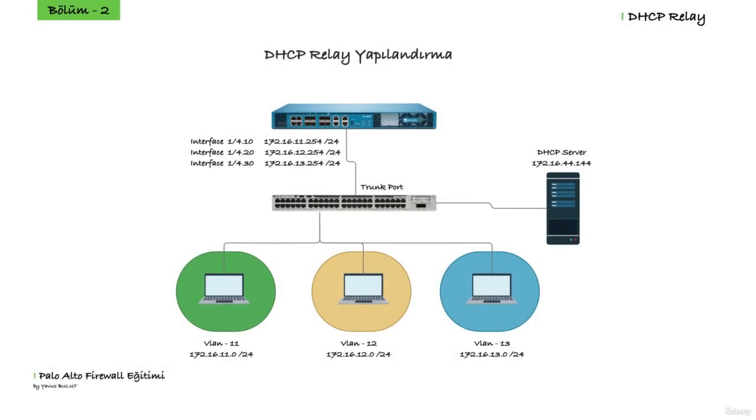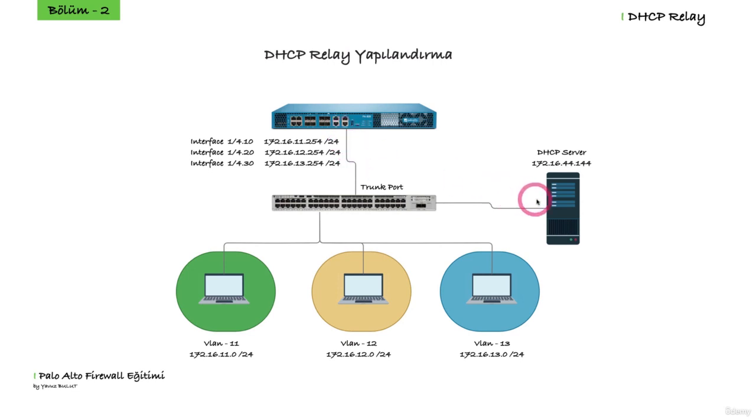In this lesson, I will talk about DHCP relay configuration. In our previous lesson, we configured the DHCP server, and when the users here sent a DHCP discovery packet on the network, since there was a DHCP server in the VLAN they were in, it saw the DHCP discovery packets of the users and gave IP addresses to the users.